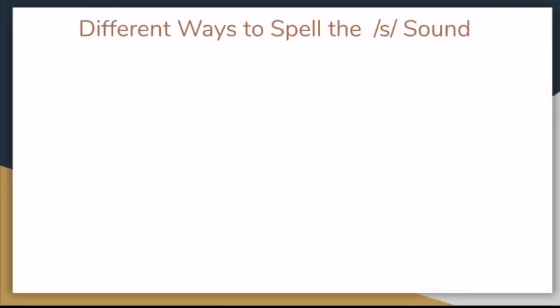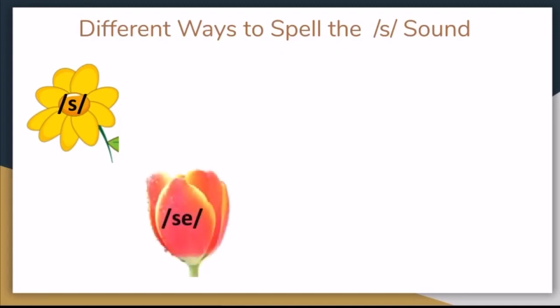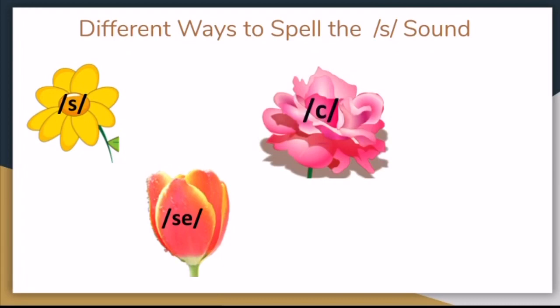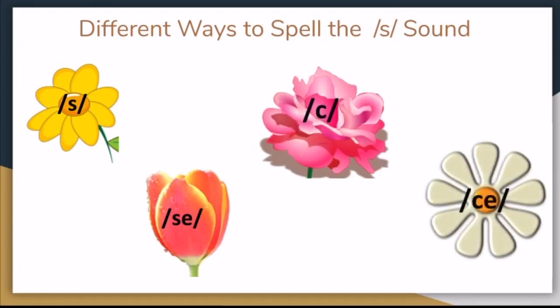Different ways to spell the S sound. We have the letter S. S-E says C sometimes says S, and C-E says S. I put these sounds all on different flowers because if I tell you to draw a flower, you could draw any flower you wanted, right? So they're all different kinds of flowers, but they all represent the same sound, the S sound.